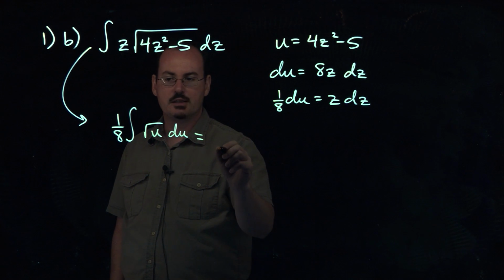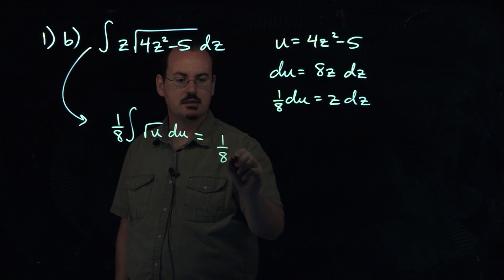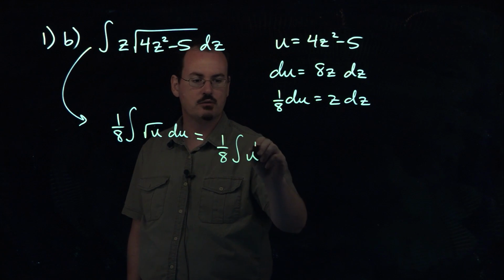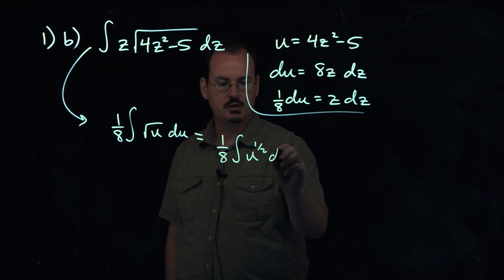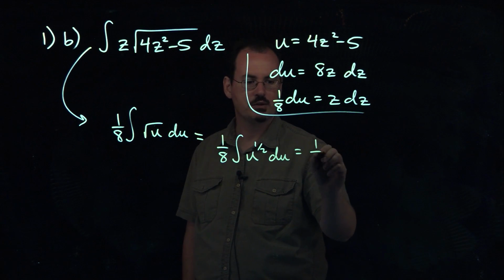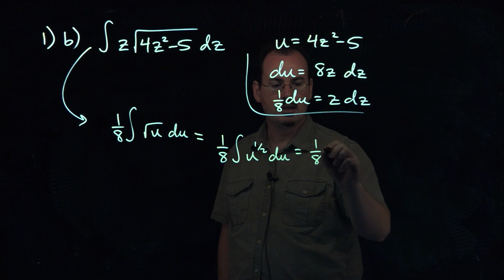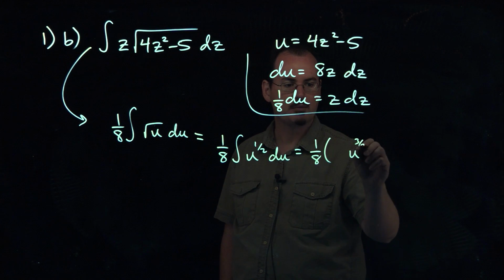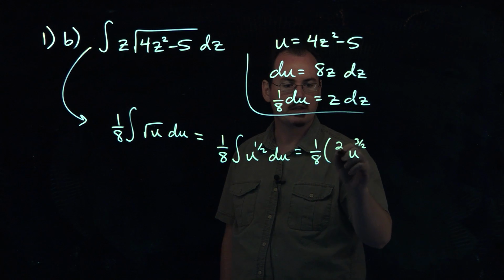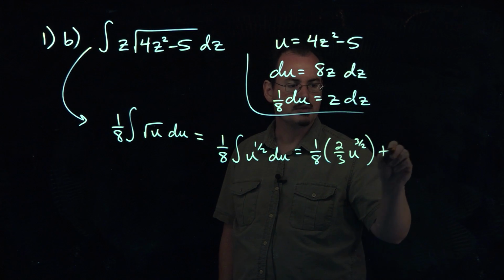So from here I can rewrite this as power function, u to the 1/2 power. Separate that. Du, use the power rule on that, so I'm going to just keep the 1/8 in front. I'm going to put my u, raise that by 1, that becomes a 3/2 power. Flip that over in front, I get 2/3 plus my constant.